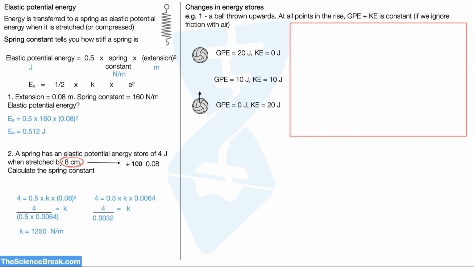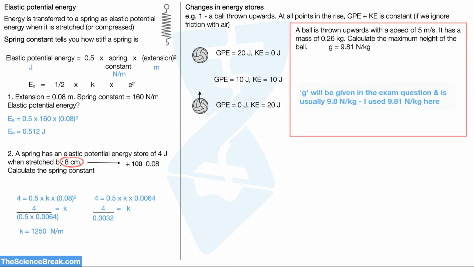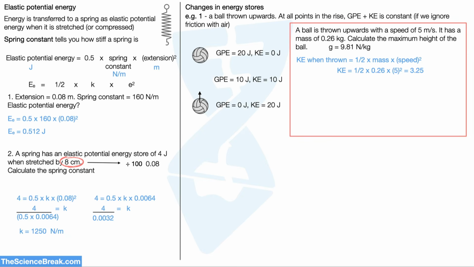And here is a question that you might find on the higher paper. A ball is thrown upwards with a speed of 5 meters per second. It has a mass of 0.26 kg. Calculate the maximum height of the ball. g is 9.81. Luckily for this question, there are no conversions to do, but always look out for conversions. And we can start off by looking at the kinetic energy when the ball is thrown. That would be half times mass times speed squared. And therefore, if we substitute in the values, half times 0.26 times 5 squared, and those values come from the question, gives us 3.25 joules.